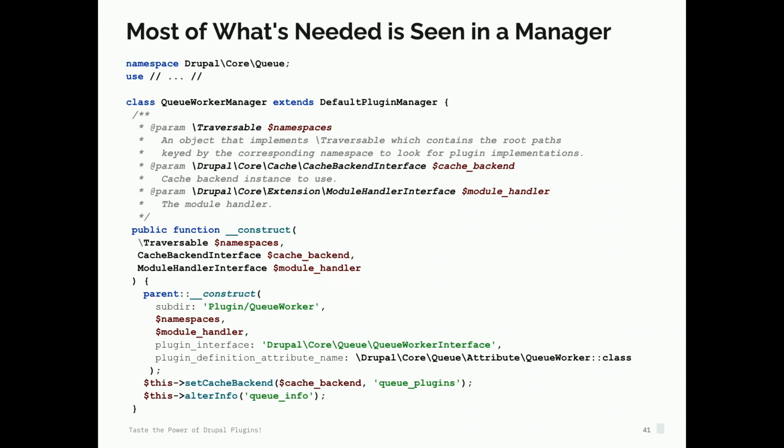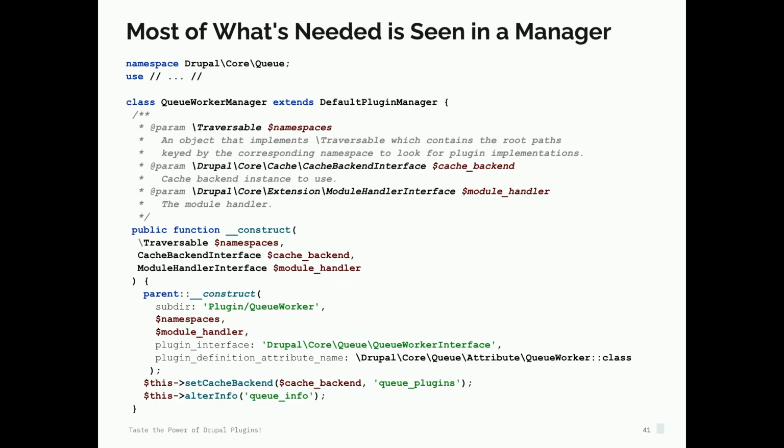We are telling here that there's a particular interface that has to be matched, and then a particular attribute that has to be applied to this class. Again, the namespace, the interface, and the attribute, all three of these things have to be right to discover your plugin. I told you there's caching, so you can decide for your manager which cache backend it's going to use. And then you get to define essentially an alter hook. So this alter info essentially says define hook_queue_info_alter. So some module can implement hook_queue_info_alter, and it can alter the discovery.